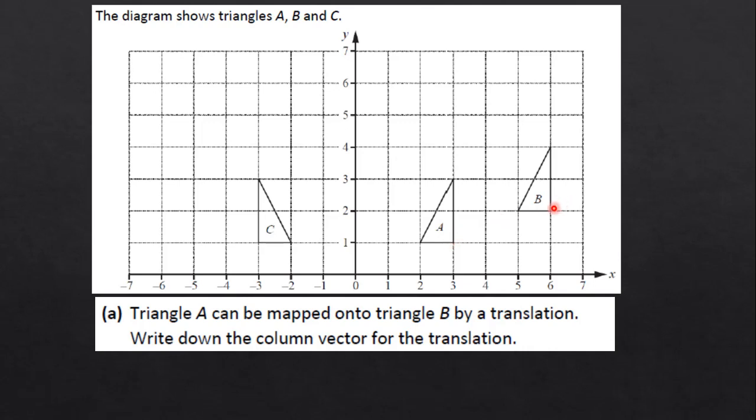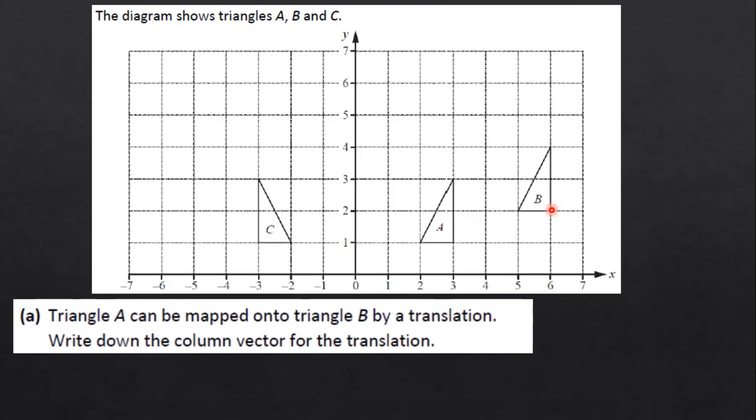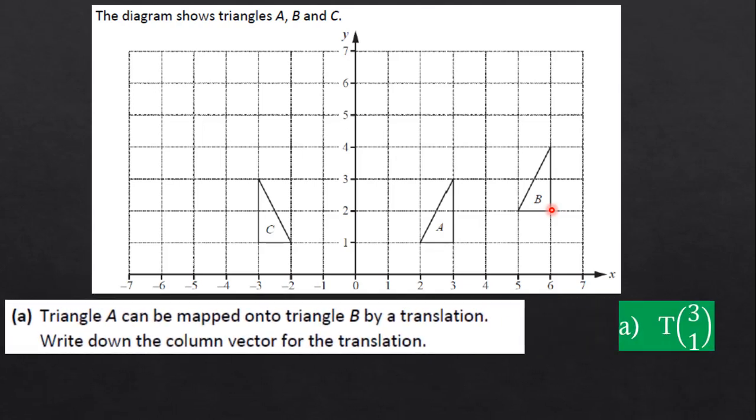And here it is. Now see, students, how many units this vertex of the triangle A will move in x direction and how many units in the y direction. 1, 2 and 3. It is moving 3 units in x direction and 1 unit in the y direction. So the column vector for this translation will be 3 units in x direction and 1 unit in the y direction. So here is the translation vector.